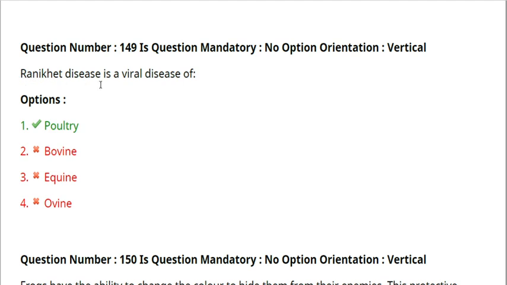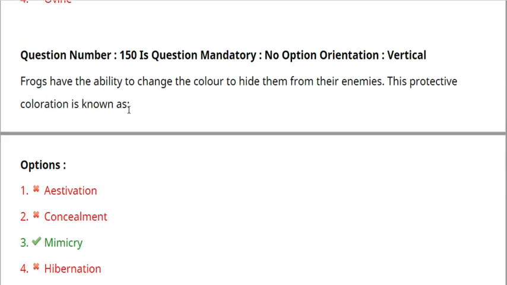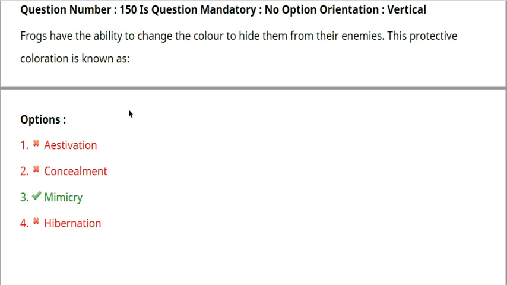Ranikhet disease is a viral disease affecting poultry. Frogs have the ability to change color to hide themselves from their enemies. The protective coloration is also called mimicry.